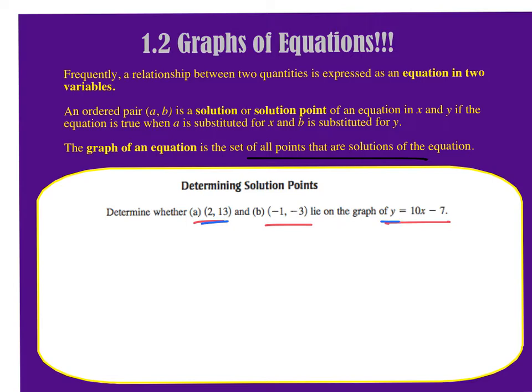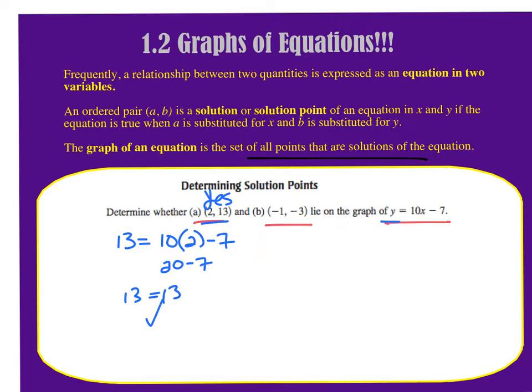So what's my y value of that? 13 is equal to 10 times what? 2 minus 7. So order of operations, 10 times 2 is 20. 20 minus 7 we'll call what? 13. Is 13 equal to 13? Yes, it is. What did we just prove? That it's on the line, the line passes through that point. That point is a solution to that graph. Did we graph the whole thing? No, we didn't graph anything yet.